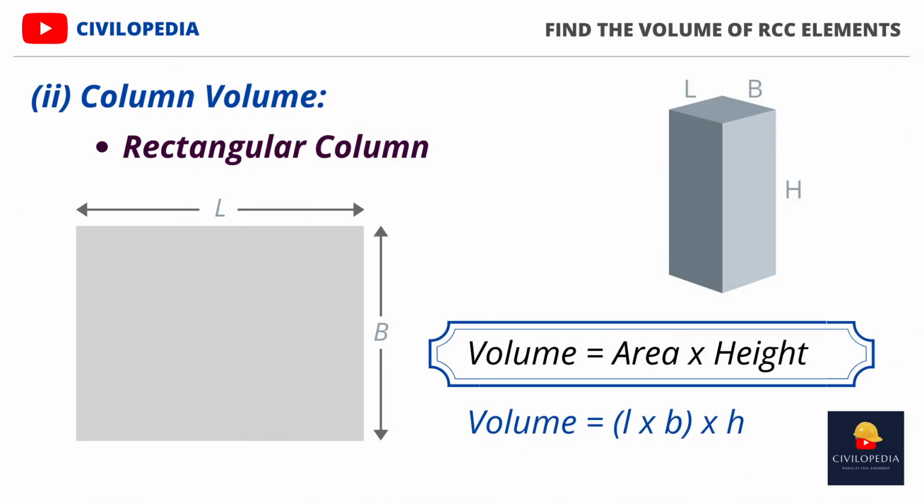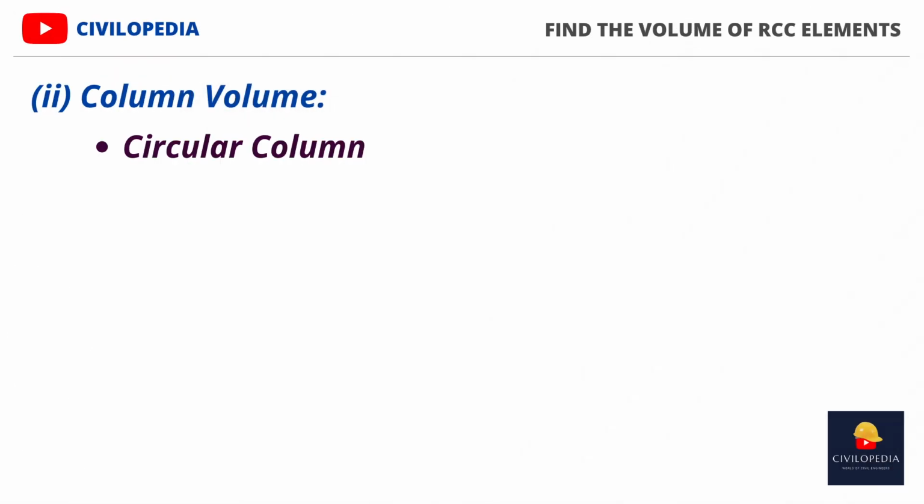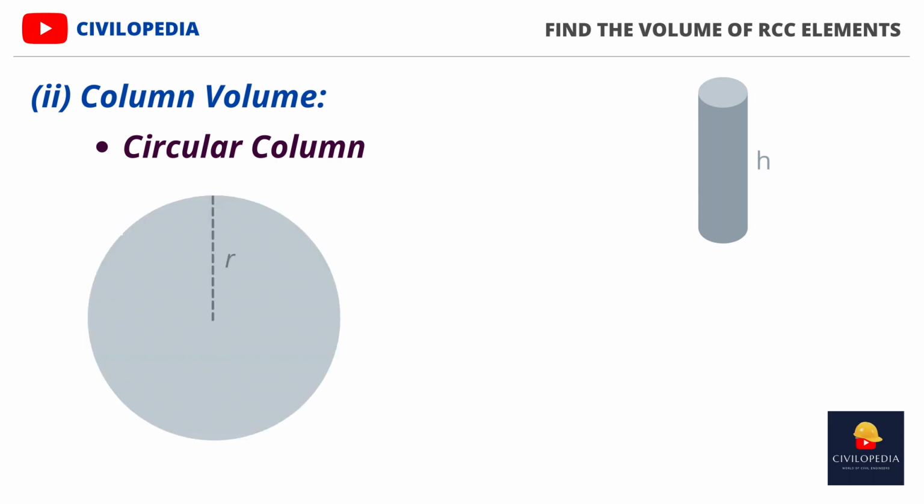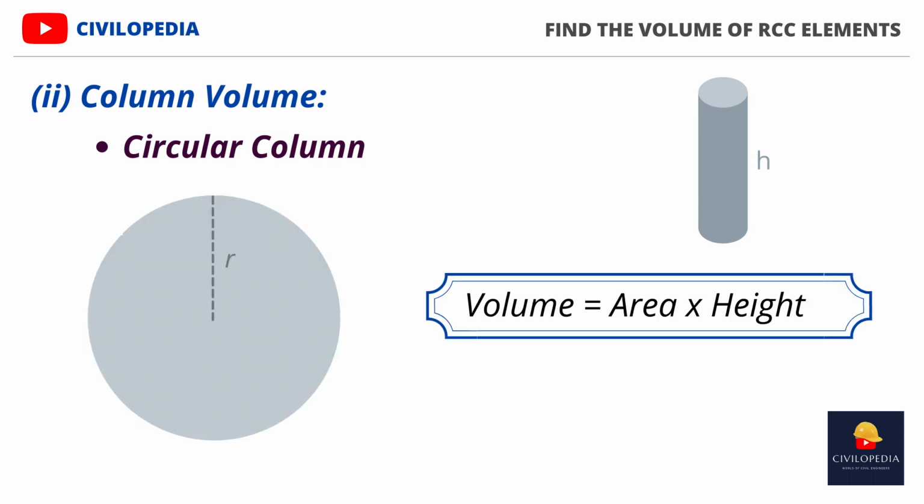Number 2, we'll see the columns now. First, the rectangular column. The volume of the rectangular column is the same as the rectangular footing, that is L into B into H. Next, circular column. How do we calculate that? Any ideas? We will take the common formula, volume is equal to area into height. The area of the circle is pi r square. So the volume will be pi r square into H.